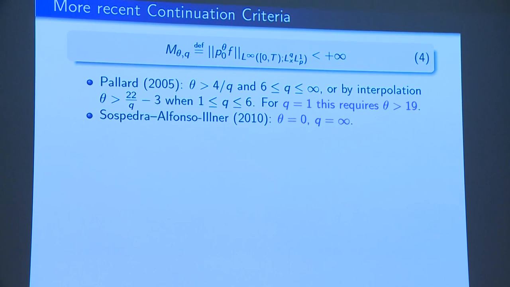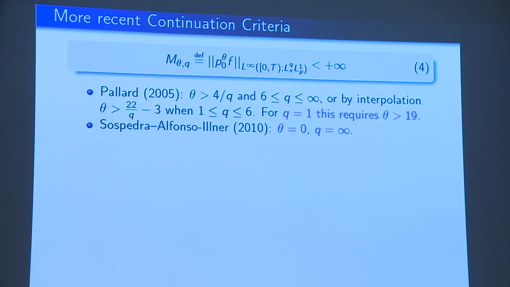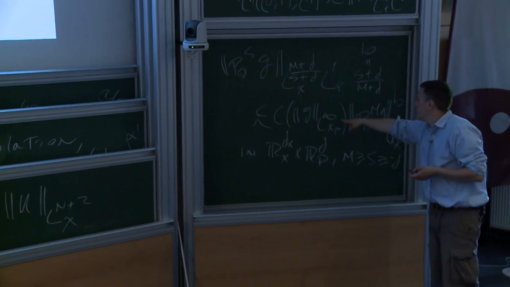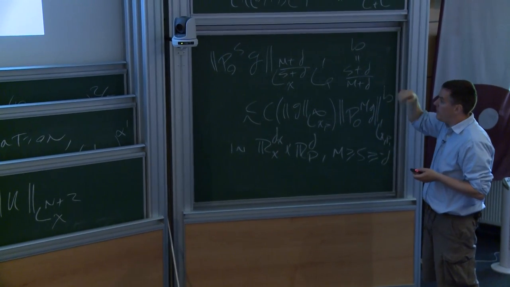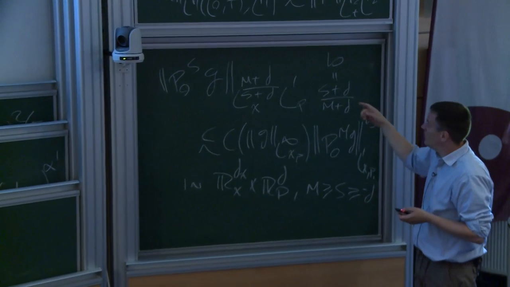Now you have a whole collection of criteria. The first one that I knew about is due to Pollard, who's in Orsay. And he said that if theta is bigger than 4 over Q and Q is between 6 and infinity, then you have a continuation criteria. Again, you can always interpolate with the L infinity bound that's known, to get an L1 bound. And to get that the L1 bound implies.